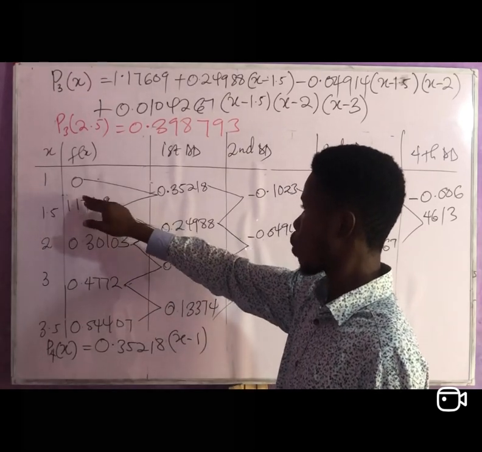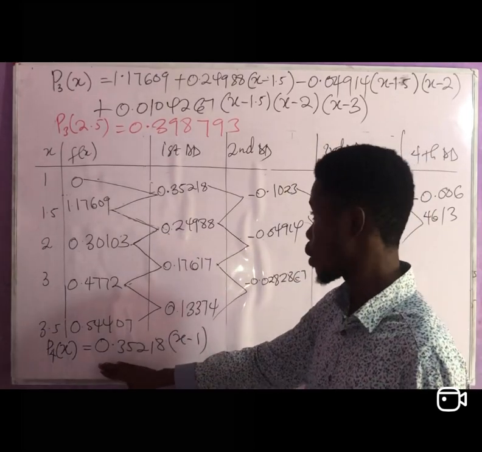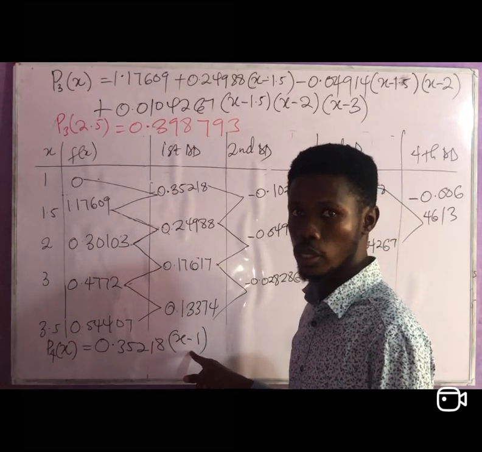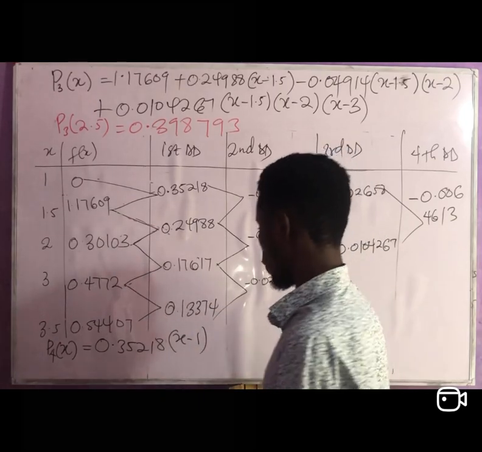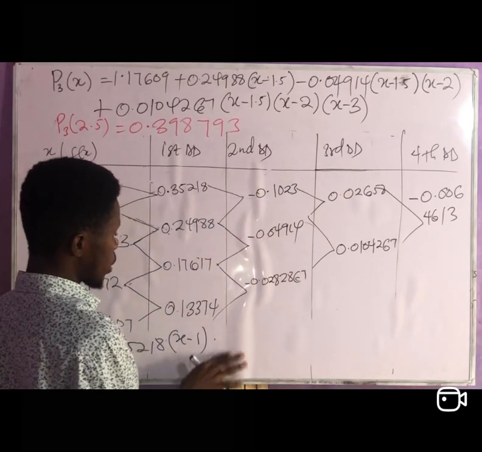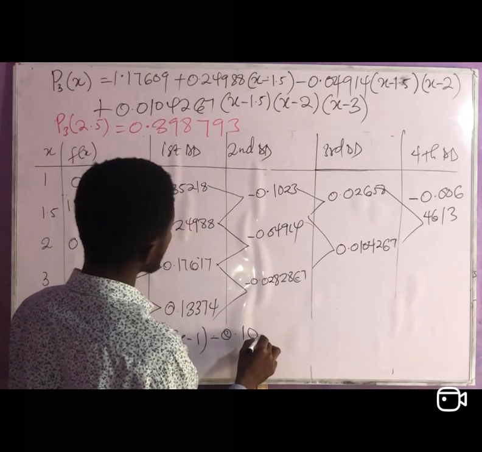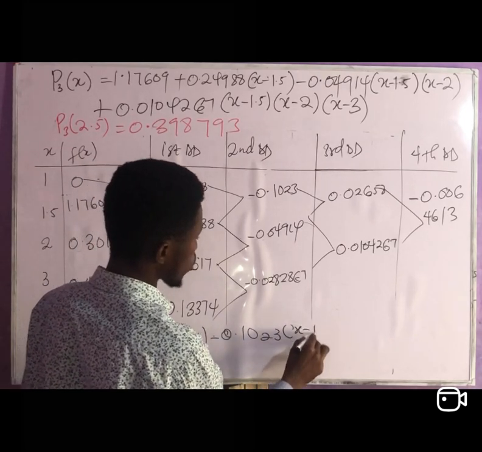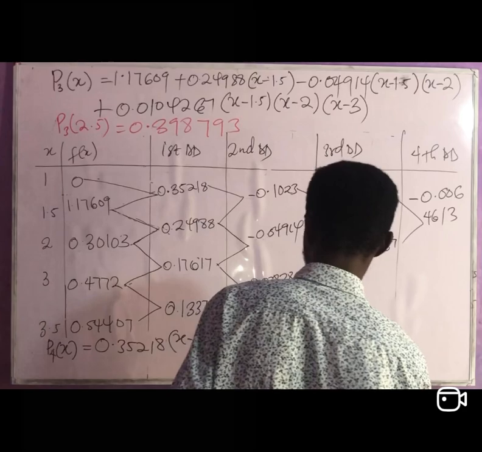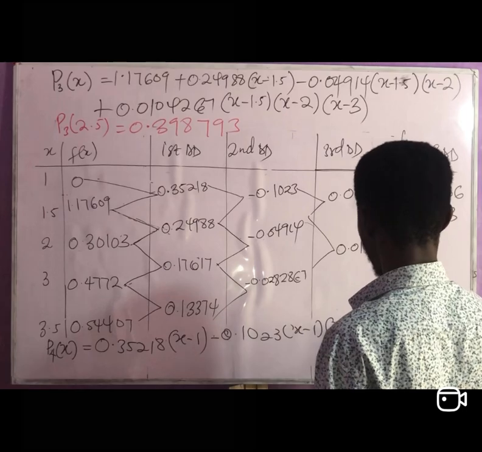So now looking at this particular one, the B naught is 0, so I will not even bring it, because 0 plus anything is still the same. Then I come to B1. B1 will be this multiplied by x minus x naught. X naught is 1 in this case. Plus B2. So B2 will be this side, which is negative 0.1023 multiplied by x minus 1, x minus 1.5. If you have forgotten the formula, you can visit the video to check what the formula is.